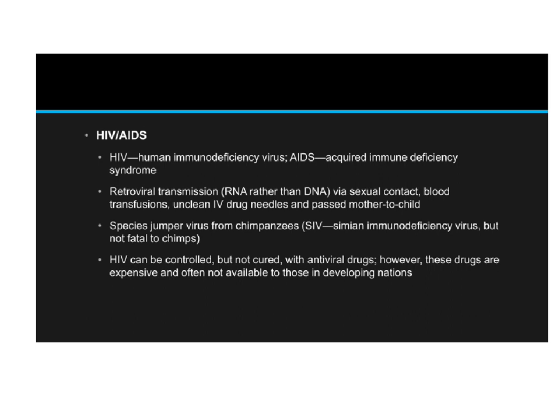HIV is a species jumper. There is a similar virus called SIV, which is simian immunodeficiency virus, in chimpanzees, but it's not fatal to chimpanzees. It makes them ill, but it's not fatal. HIV can be controlled but not cured with antiviral drugs. However, antiviral drugs are expensive and they're often not available to those in developing nations.